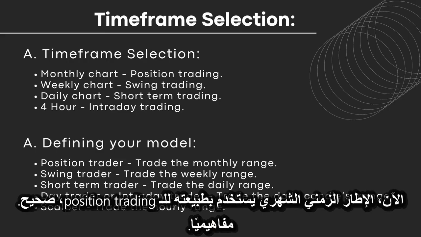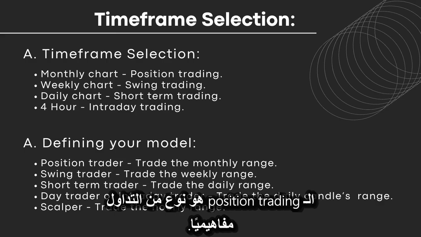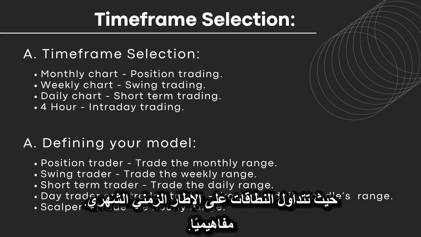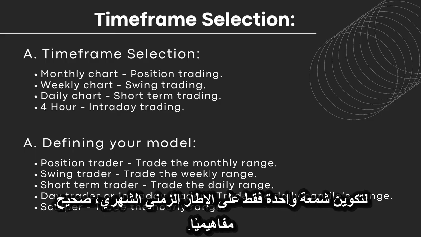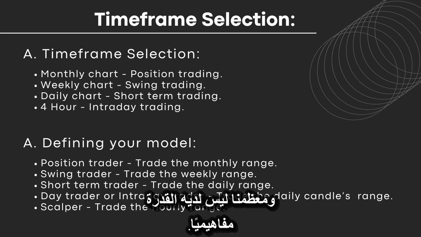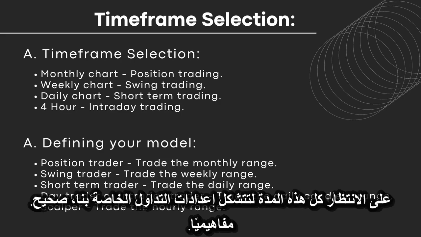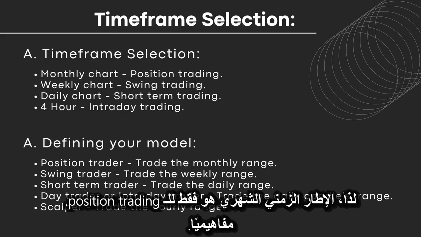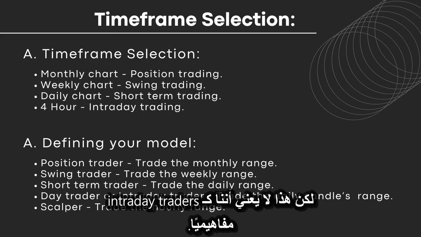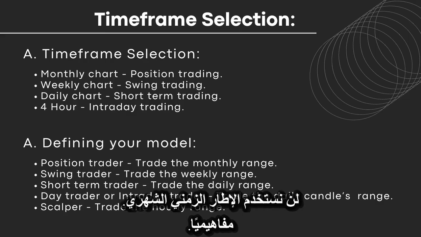Now, the monthly time frame inherently is used for position trading, right? Position trading is the type of trading where you trade ranges on the monthly time frame. But as we all know, it takes a whole month to form just a single candle on the monthly time frame, right? And most of us don't have the ability to wait that long for our setups to form, and you would have to wait for years for your setup to form. So the monthly time frame is just for position trading, but that doesn't mean that we as intraday traders or swing traders aren't going to use the monthly time frame.